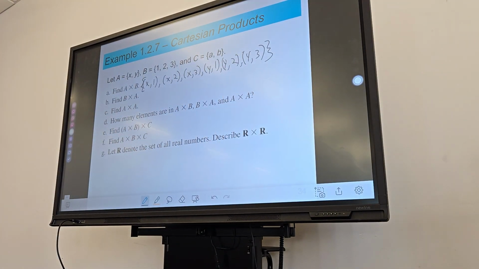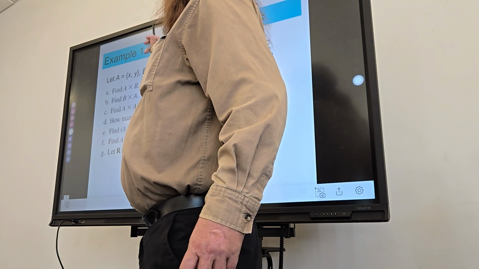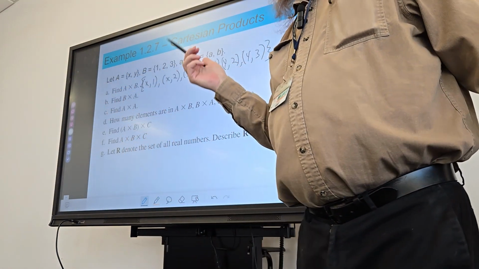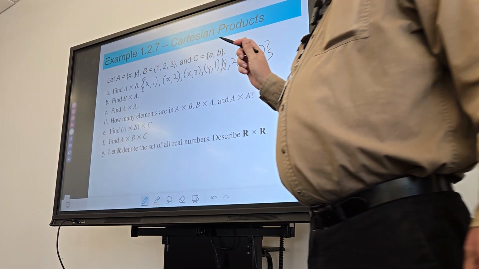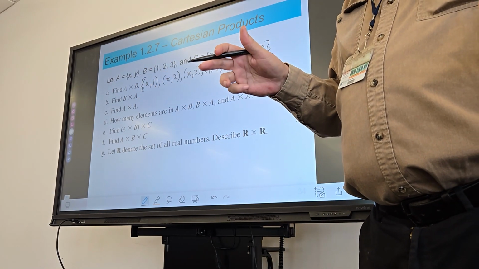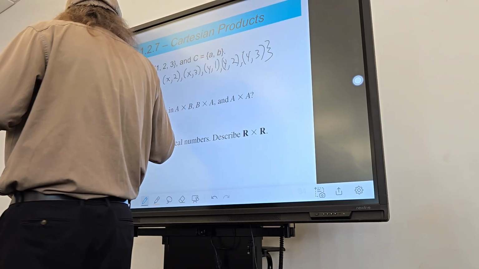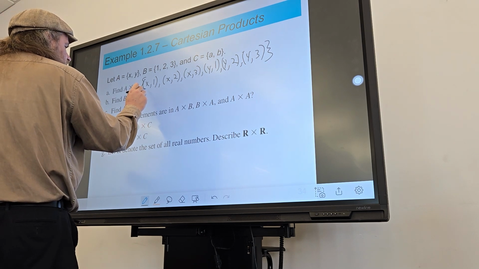Okay, what do you notice about the number of elements it has? Yes, it is the number of elements in A times the number of elements in B, so 6. So now, the commutative property does not work for Cartesian products. It yields a different result. So don't use your algebra manipulation here.